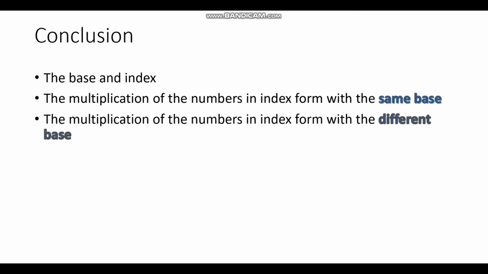So I would like to conclude the lesson for today. We have learned about the base and the index, and also the multiplication of numbers in index form with the same base and also different bases.